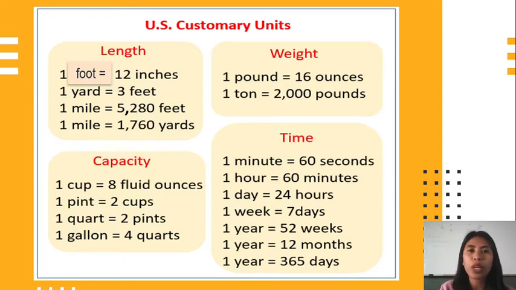For time, 1 minute is equal to 60 seconds. 1 hour is equal to 60 minutes. 1 day is equal to 24 hours. 1 week is equal to 7 days. 1 year is equal to 52 weeks. 1 year is equal to 12 months, rather. 1 year is equal to 365 days. So how do we convert US customary units?